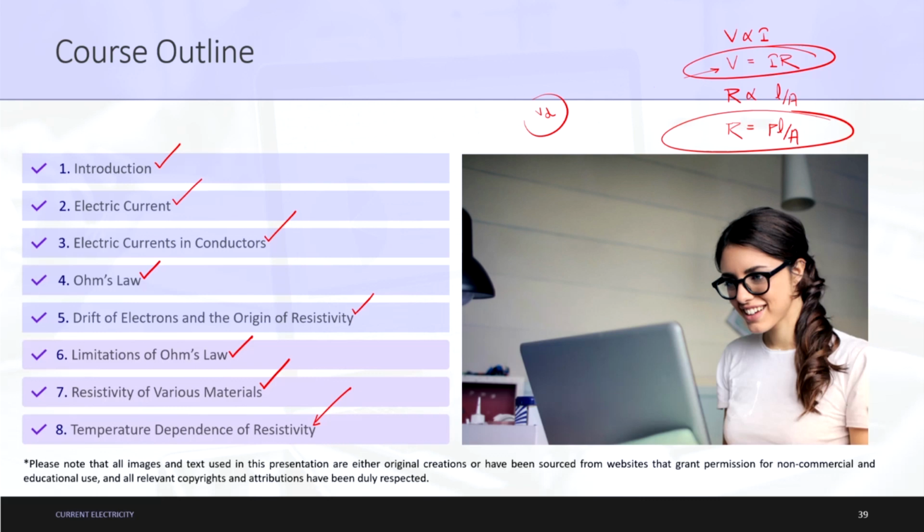Let us move on with just a quick revision, and then we will move on to the explanation part of this only.